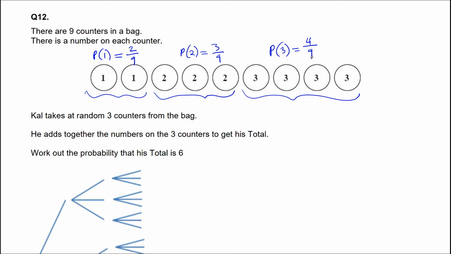So Carl takes at random 3 counters from the bag. He adds together the numbers on the 3 counters to get his total. So again, this is without replacement. Okay, so he adds together the numbers on the 3 counters to get his total. Work out the probability that his total is 6.